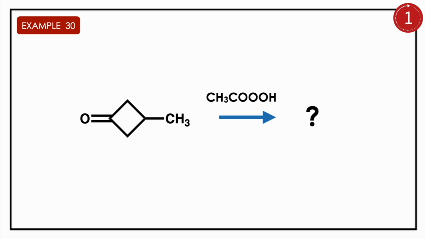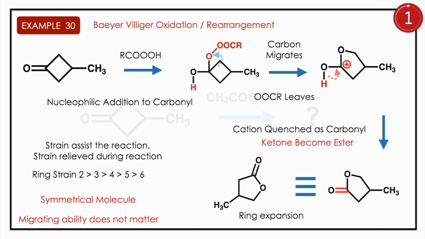Then the next example. Here you have cyclobutane. In the first position you have a ketone. In the third position you have a methyl group. You are using the peracid. You should find what will be the final product. By looking at the carbonyl and peracid, you might realize it's a Baeyer Villiger oxidation. The first step will be nucleophilic addition on the carbonyl. A new CO bond forms, RCOO adds to the carbon, hydrogen adds to the oxygen. Simple nucleophilic addition. The addition makes the carbon unstable because it is attached to many heteroatoms.